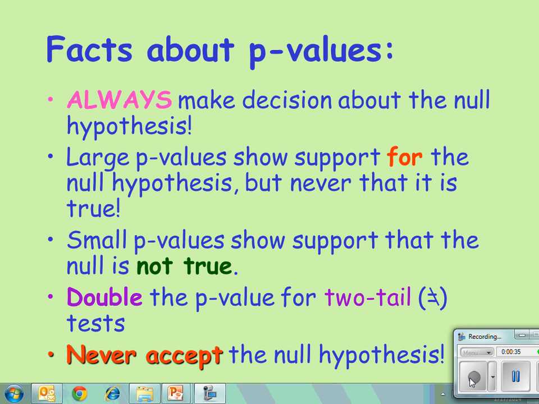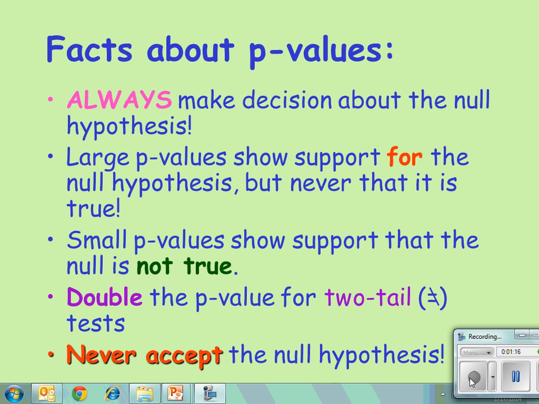Again, it'll make more sense when we get to our examples, but hopefully you understand that when you're talking about your null hypothesis when it comes to p-values, you're always making those decisions based off of that. Now, when your p-values are very large, you are supporting your null hypothesis statement, but you're never actually saying that it is true. You're supporting the evidence that it is valid, but it's not necessarily true. Again, it's a little hinky on the wording, so just be careful with that.